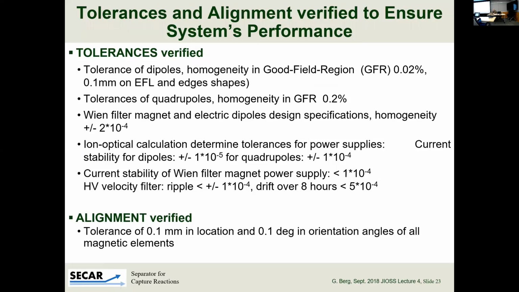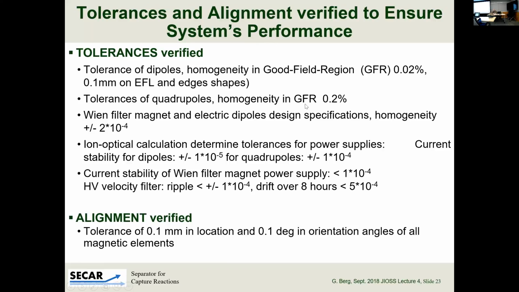Okay, tolerances and alignment. The tolerances are all listed here. The most critical is the homogeneity in the good field region. In radial direction, which you calculate, you can enter into the, I think, MS command and the MC command will do it. And also the edges have the 0.1 millimeter, it's just summarized here.